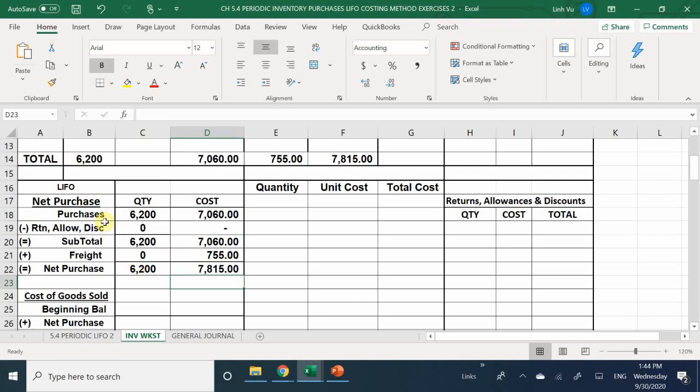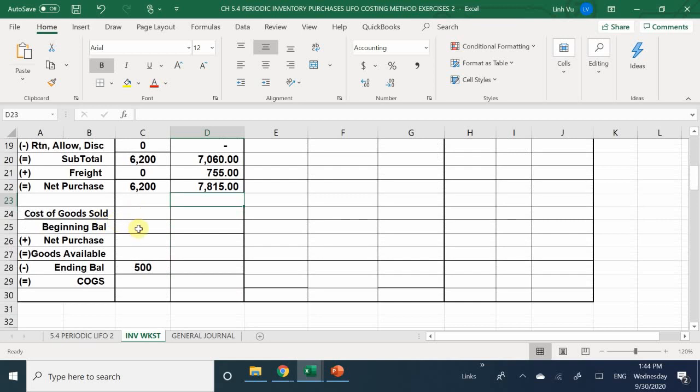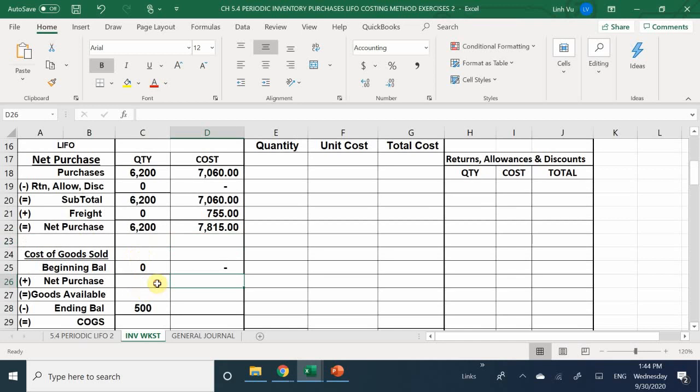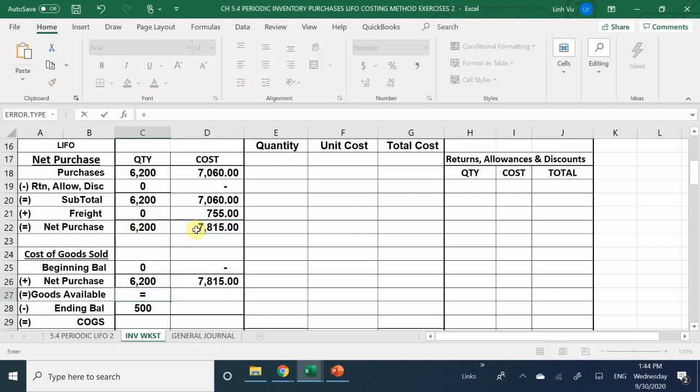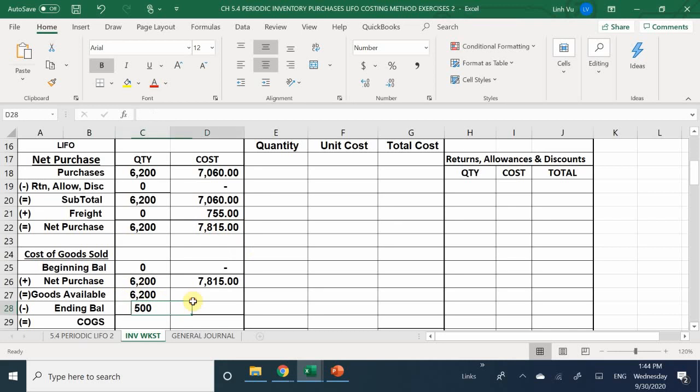All right, so now we're going to continue. Of course, we don't have beginning inventory, so I gave you that much information. Therefore, my net purchases, which I'm going to grab from the top here, and because we're adding 0 to our numbers, that means my total goods available is going to be whatever I have for my net purchases.